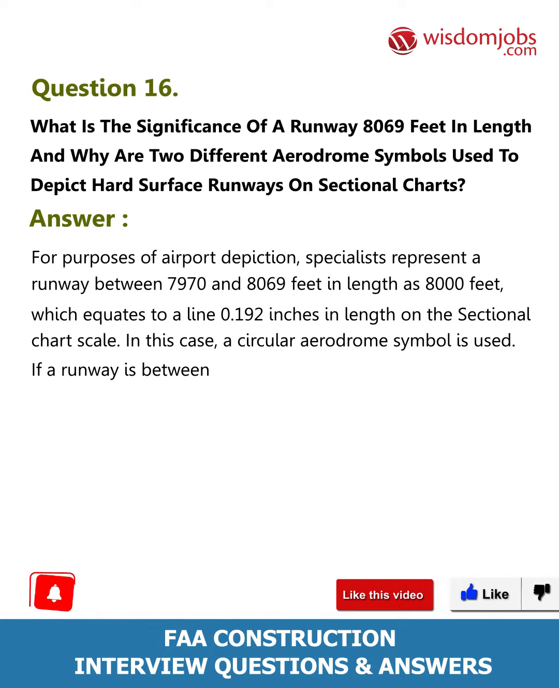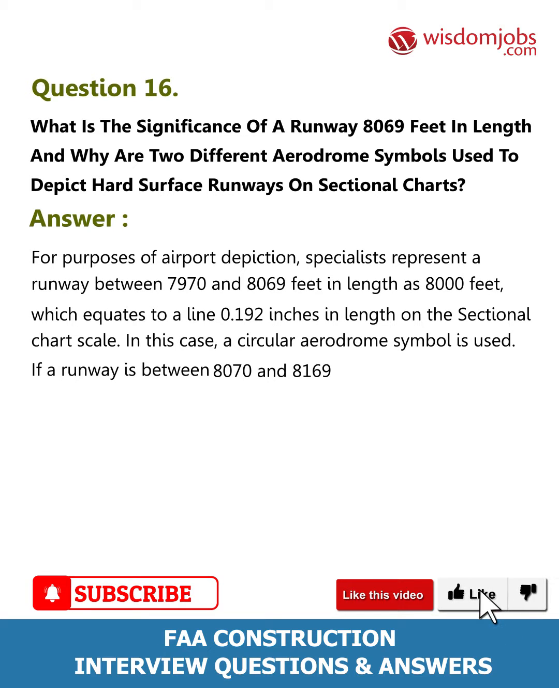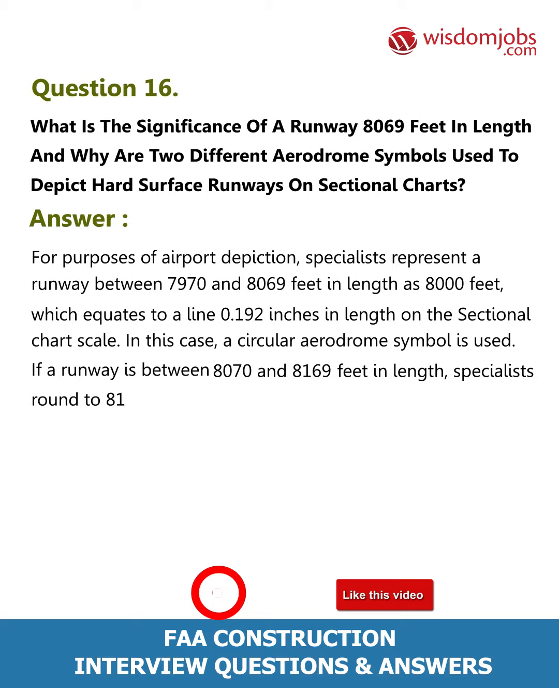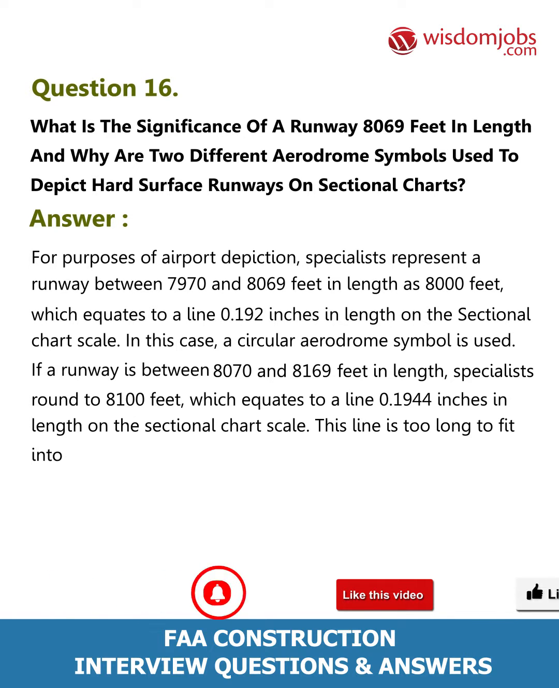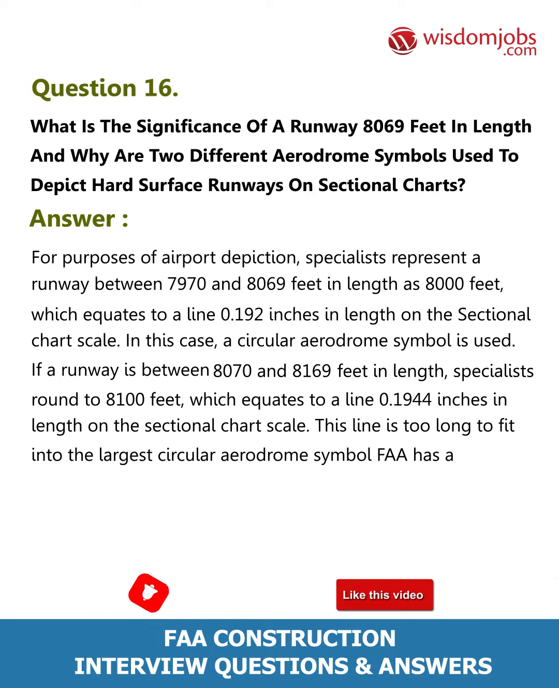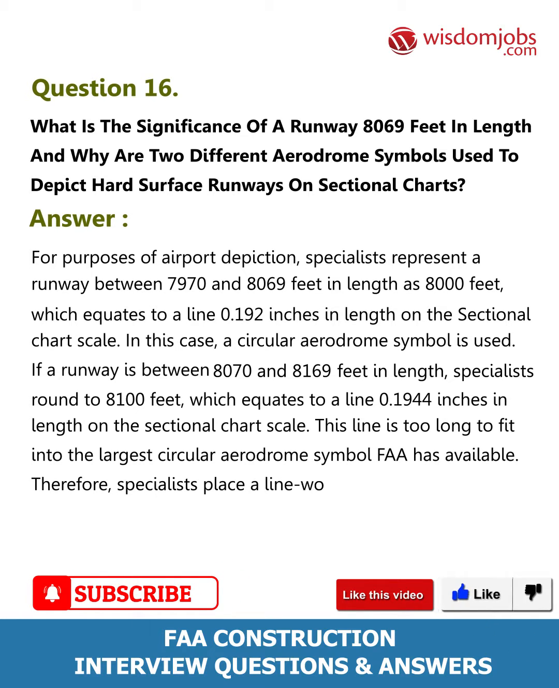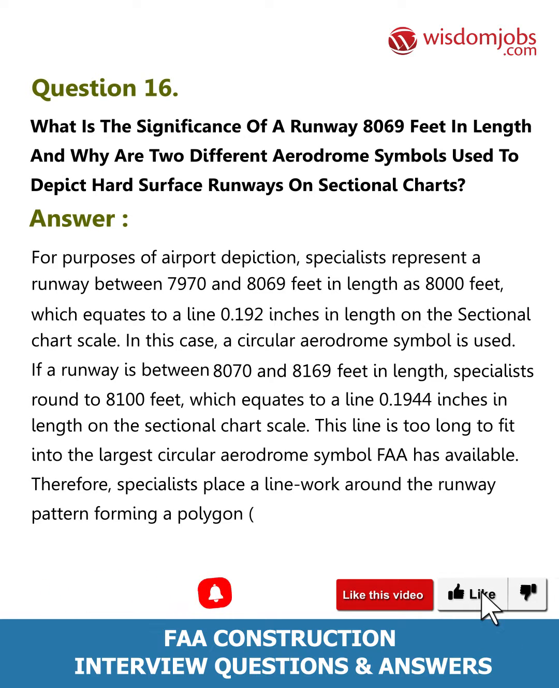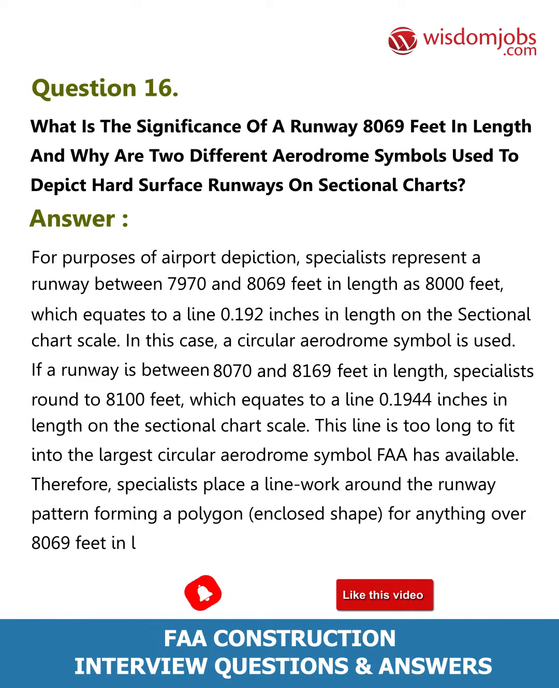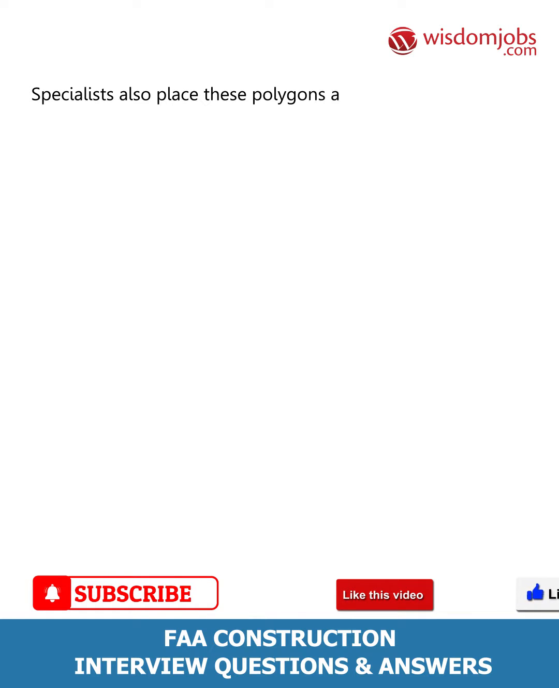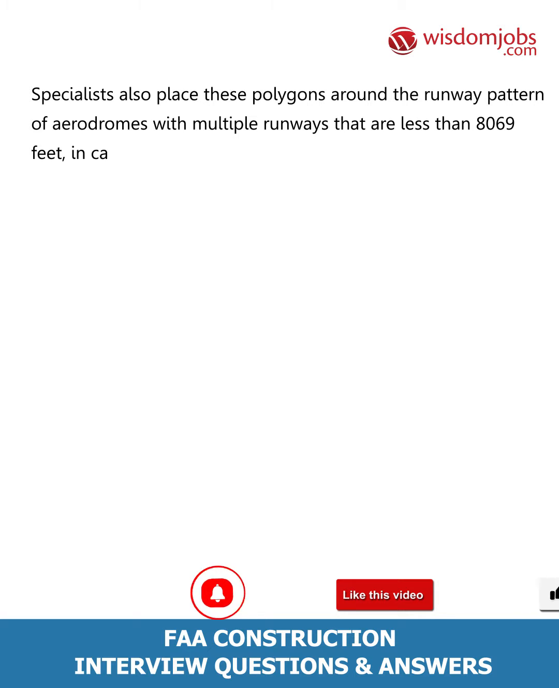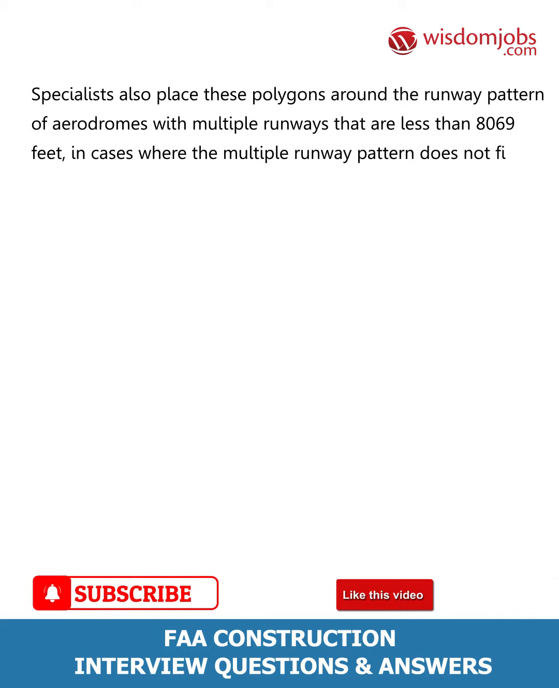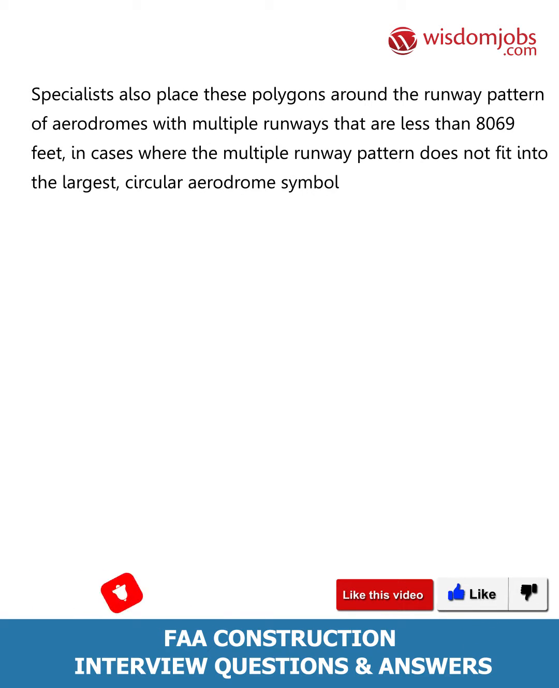If a runway is between 8,070 and 8,169 feet in length, specialists round to 8,100 feet, which equates to a line 0.1944 inches in length on the sectional chart scale. This line is too long to fit into the largest circular aerodrome symbol FAA has available. Therefore, specialists place a line work around the runway pattern, forming a polygon enclosed shape for anything over 8,069 feet in length. Specialists also place these polygons around the runway pattern of aerodromes with multiple runways that are less than 8,069 feet in cases where the multiple runway pattern does not fit into the largest circular aerodrome symbol.